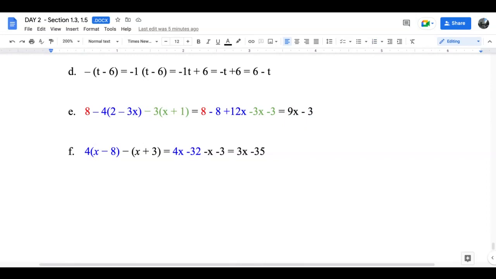Anyone has any questions? So distinguish terms, how many terms, right? Distribute the coefficient, the common factor. Let's say F. F will have 2 terms, right? 4 times x minus 8 is one term. A negative of x plus 3 is the second term. So we distribute 4, we get 4x minus 32. We distribute -1 into the second one, so we get -x minus 3. So combine like terms, we get 3x minus 35.